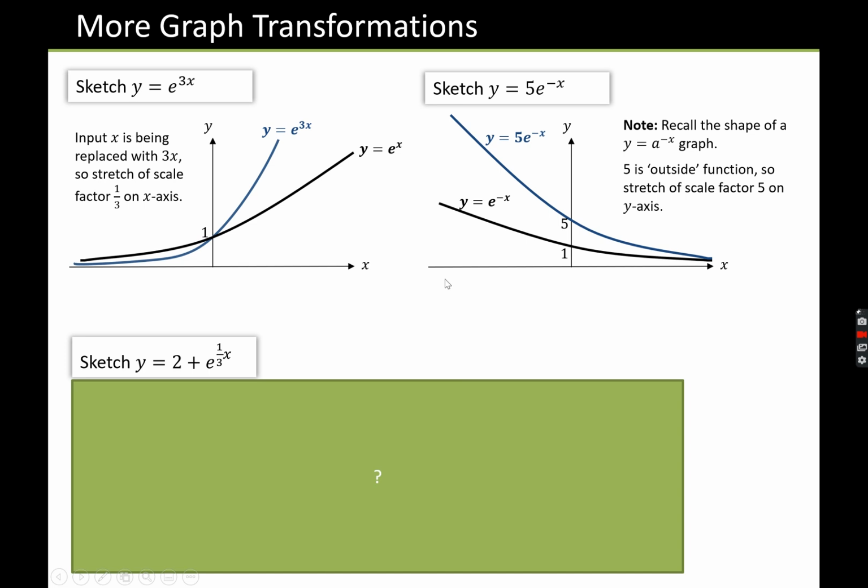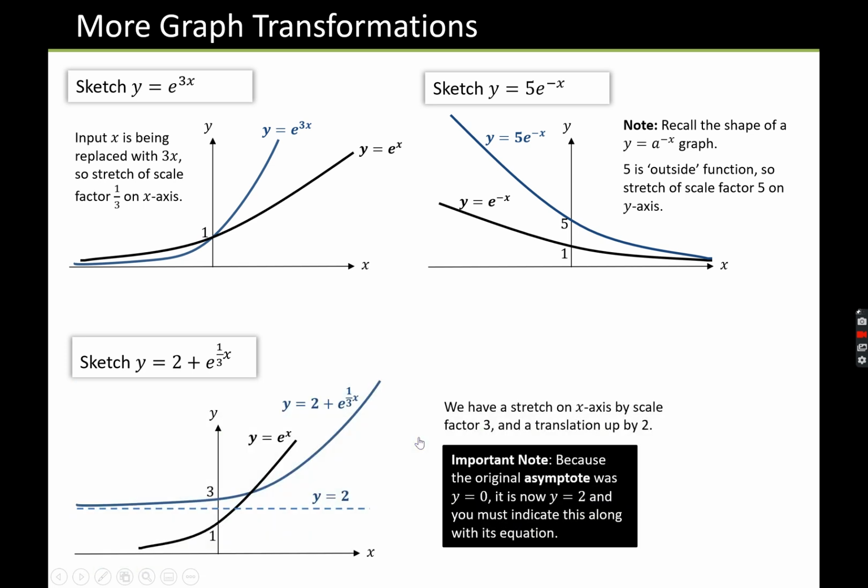Okay, the last one, 2 plus e to the third x. So we've got two parts to this. You need to sort the e to the third x out first. So we stretch by a scale factor of 3 on the x-axis, so it's just going to be elongated a little bit. And then we have a translation up by 2. What you need to be really careful with is these asymptotes. Normally the asymptote is at y equals 0, on the x-axis, but because we have translated up by 2, that asymptote has gone up by 2. You have to make sure you put that on.